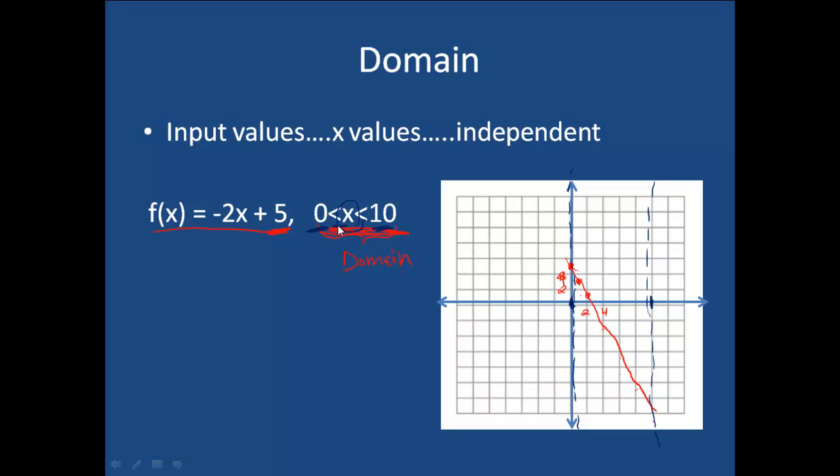Next I have to look at my cutoff points for my domain, a 0 and a 10. The inequality signs did not have equal to signs, so that means I need to have an open circle on both of these ends at my cut points, because that means I can get as close as I want to that point, but I can't actually include it. It's not part of my graph.